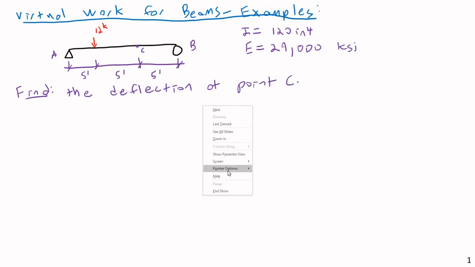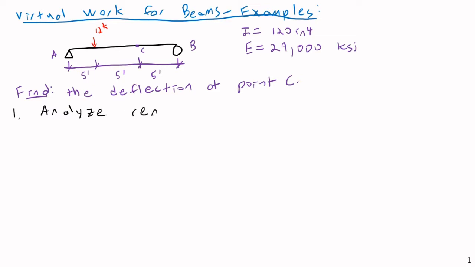So let's just go through our series of steps that we defined in the previous video. If you haven't seen that, you might want to pause this and take a look at that previous one. So the first step is just to analyze our real system. Again, just like we did with trusses, this is the beam with the real loads applied to it. I'm going to do this by a simple shear and bending moment diagram. I'll just use the method of inspection for this.